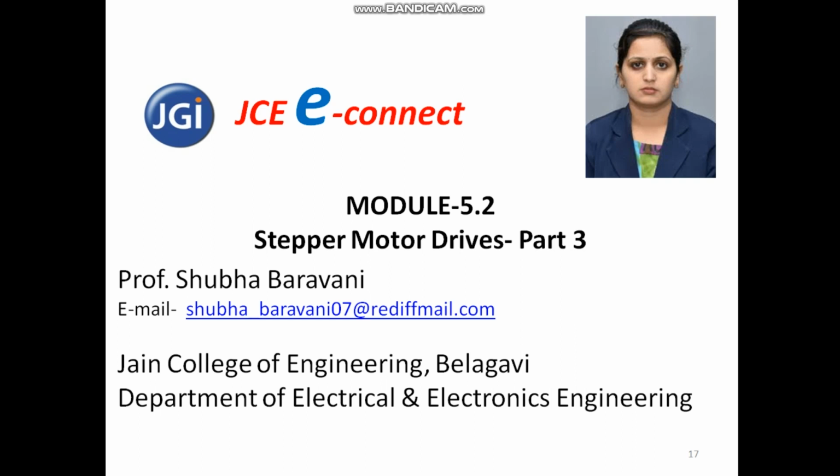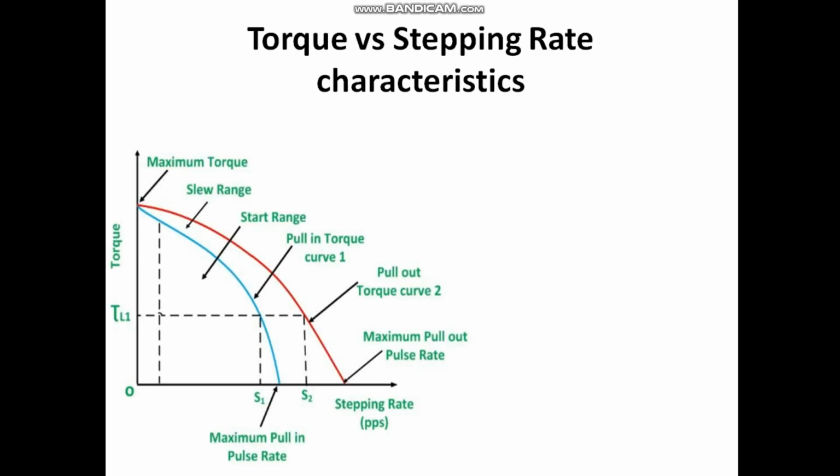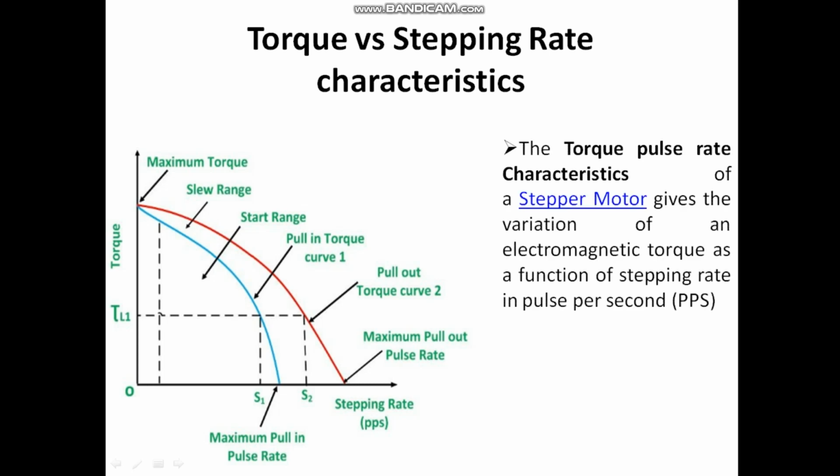Here I'll be continuing with part 3 of the stepper motor drives, where we'll see the torque versus stepping rate characteristics of a stepper motor. This is also called the pulsating rate characteristics. The torque pulse rate characteristics of a stepper motor give the variation of electromagnetic torque as a function of stepping rate in pulses per second, right?